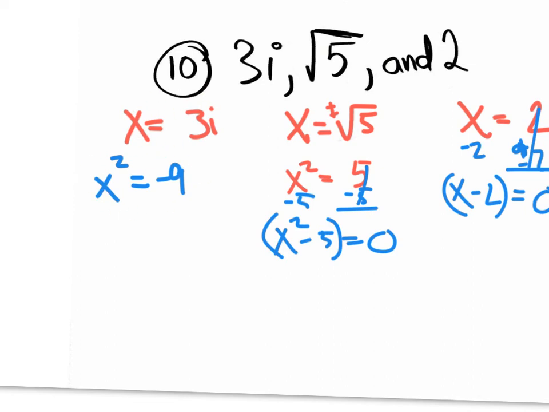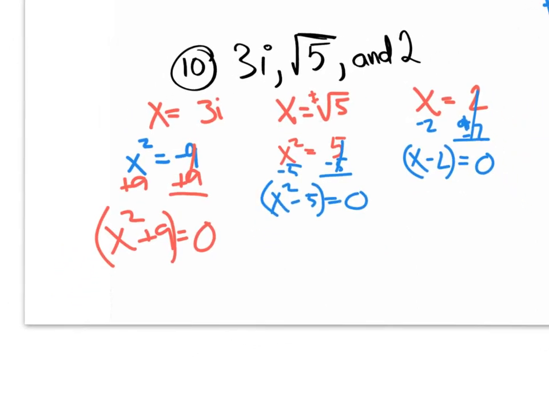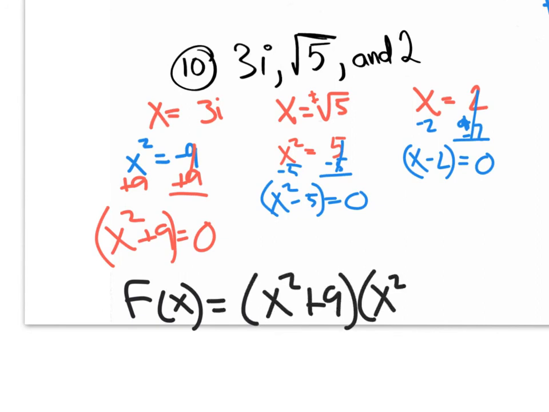Now you still want to set it equal to 0, so let's go plus 9, cancel, plus 9. You're going to have x squared plus 9 equals 0, and that's it. That's your factored form binomial. So all we need to do is write them all together, and then we're done. So your final answer is f of x equals x squared plus 9, x squared minus 5, and x minus 2. Ta-da, we're done. So these 3 questions should help you start the homework that you have today.